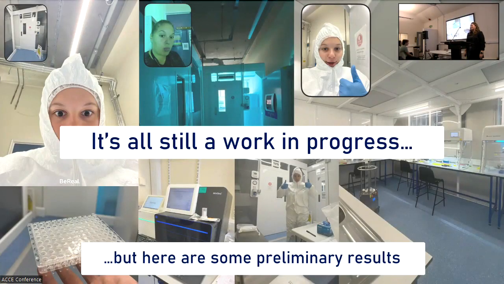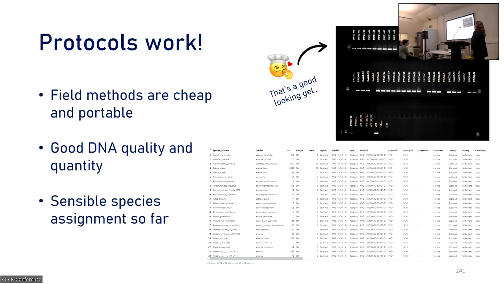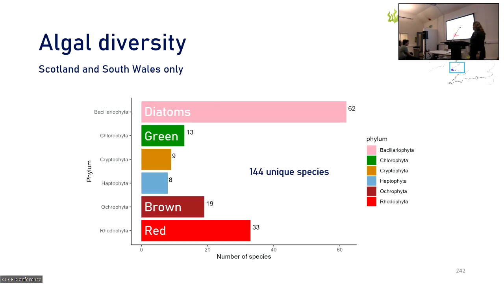It's all very much still a work in progress, but I do have some preliminary results for you, but take them with a pinch of salt. This is only a fifth of my data set that I actually have back right now. So we know that the protocols work actually quite well. The methods are cheap, they're portable, and the quality and quantity of the DNA that we're getting back is actually very promising. From the data analysis and the bioinformatics that I've completed so far, we're getting very sensible species assignments.